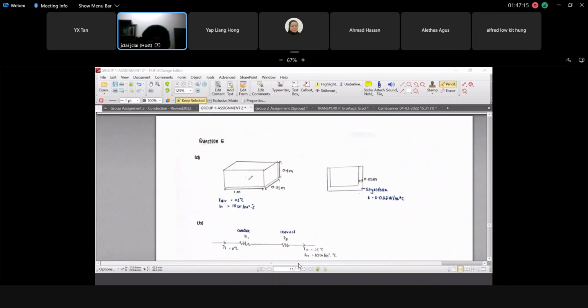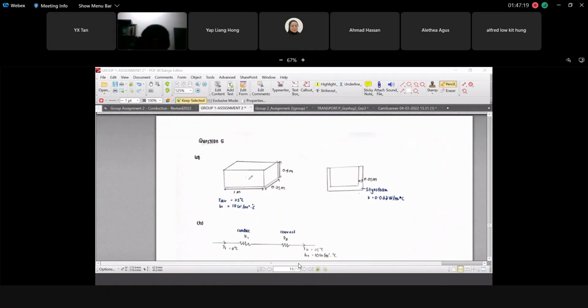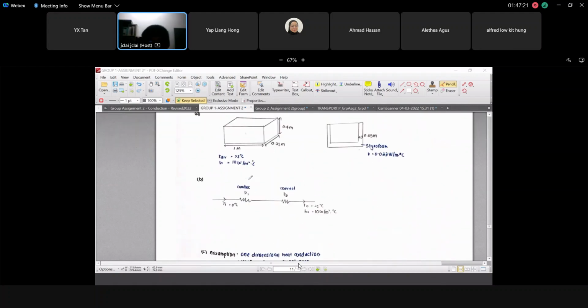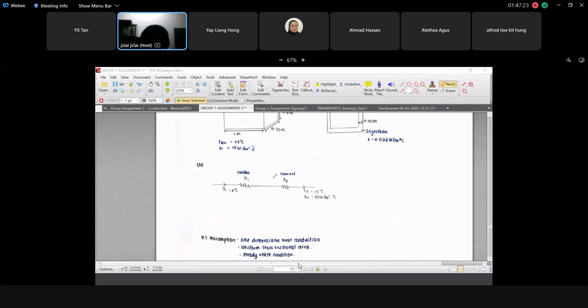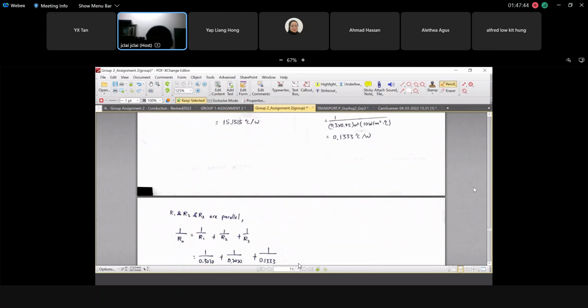Yes, doctor. Okay, you see this answer by group 1. Their circuit diagram is very simple. Only 2 components, R1 and R2. R1 is R for conduction, R2 is R for convection. Okay, let's see group 2.